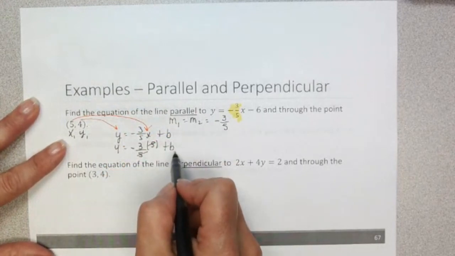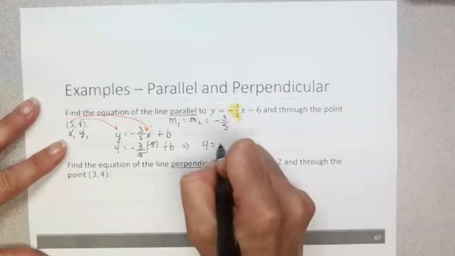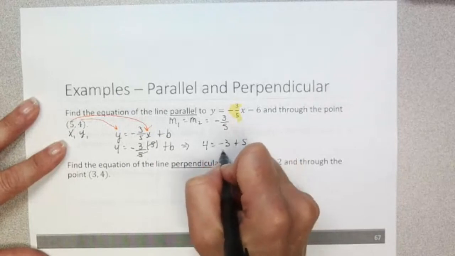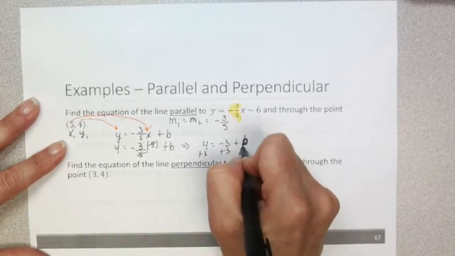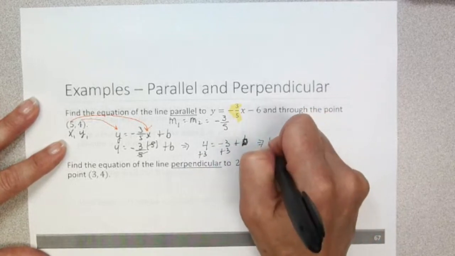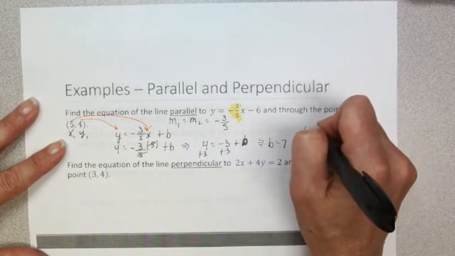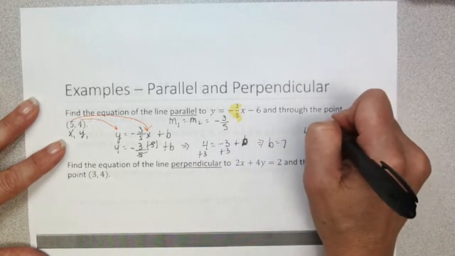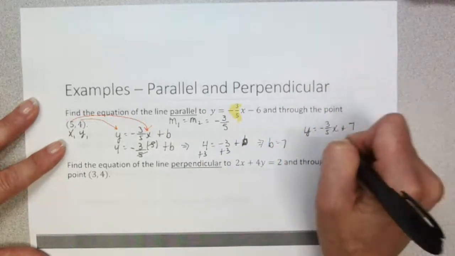So then I have 4 equals negative 3 plus b. I'll just add that 3 to both sides. B, why did I write a 5? B. I'll add that 3 to both sides, and I'll see that b equals 7. Now I can write the equation of my line. y equals m, negative 3/5 x plus b, which we just found was 7.